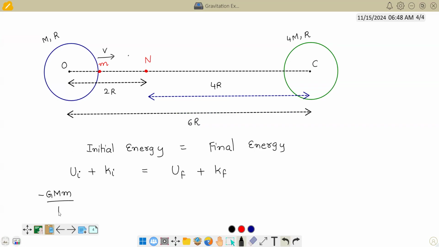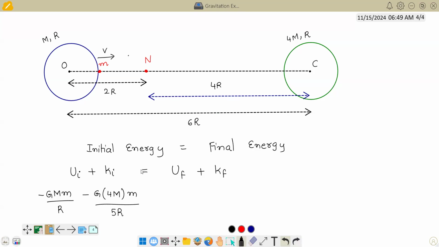So it would be minus GMm by r, plus the potential energy due to this mass on this small m. The total distance is 6r, and we know this distance is r. So the distance between this small m and this 4m would be 5r. Let us substitute it: minus G into 4m into m divided by 5r.